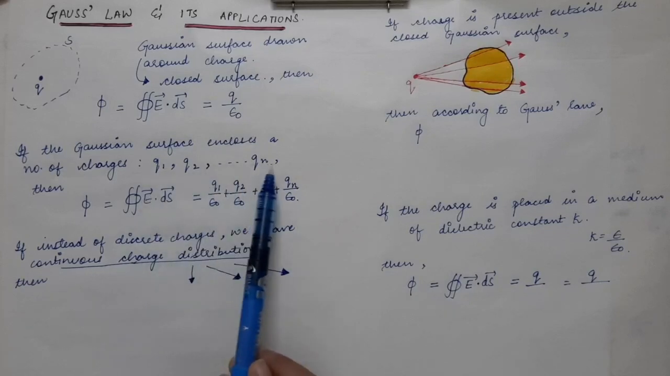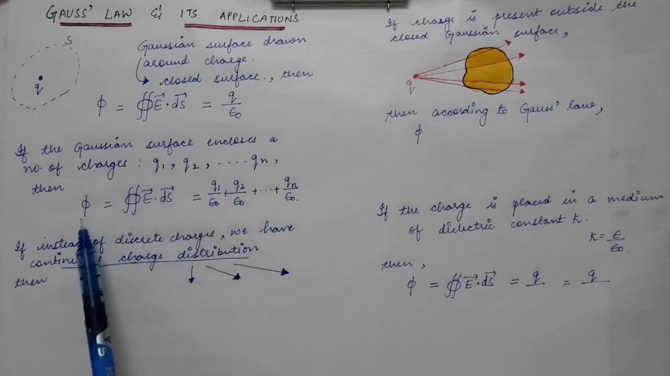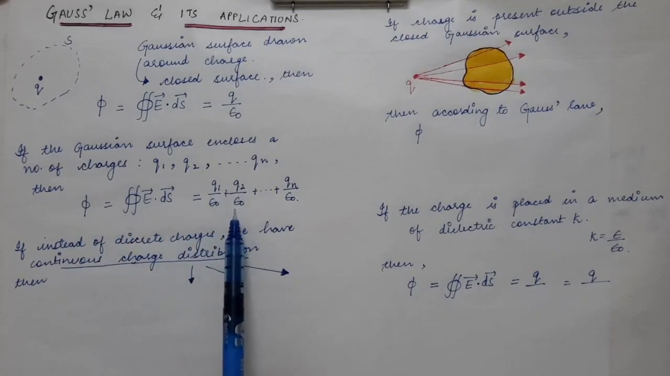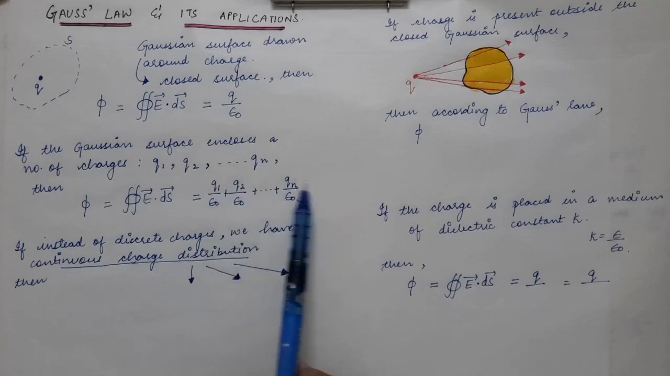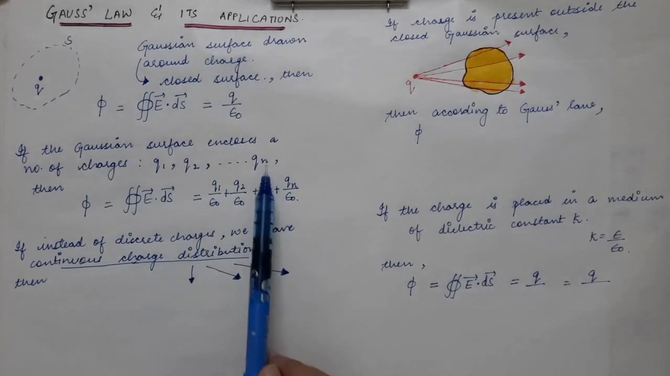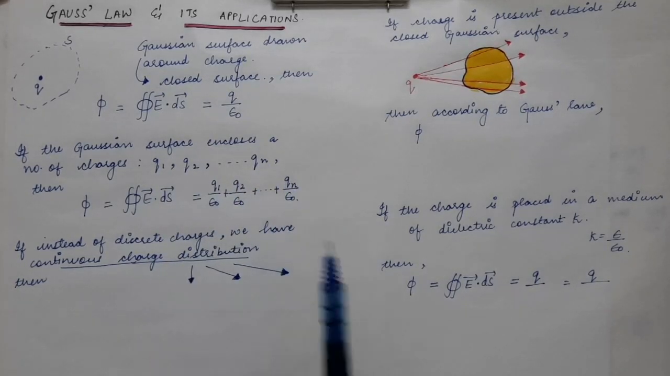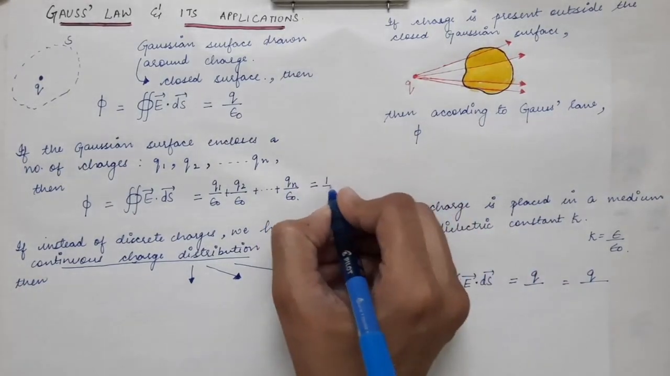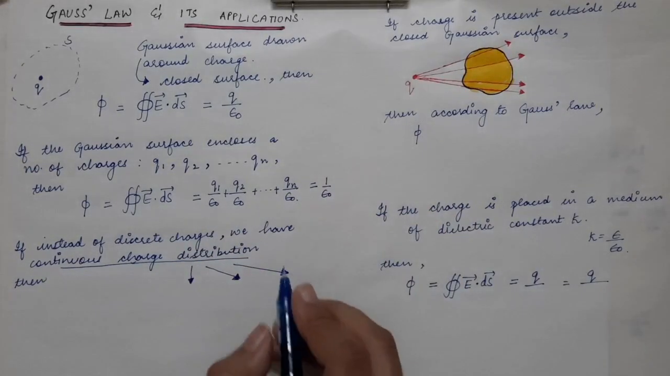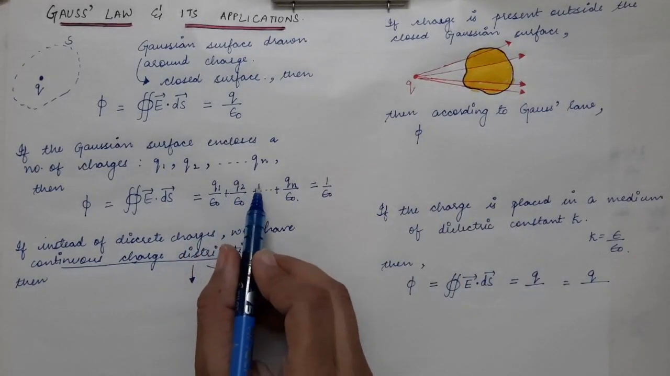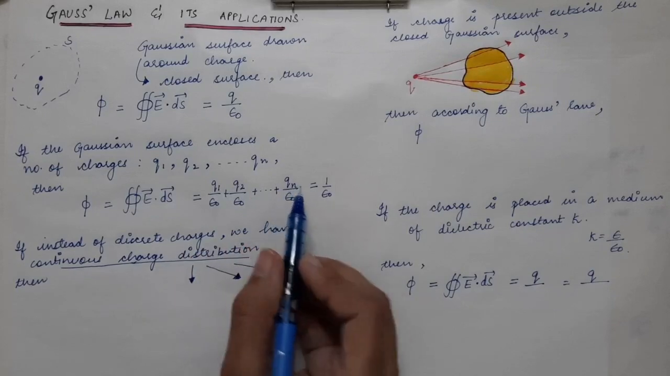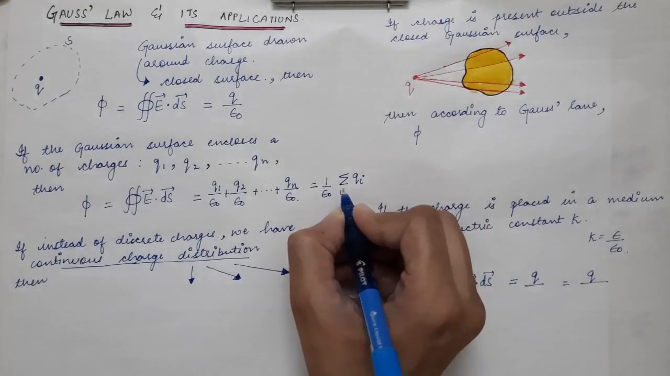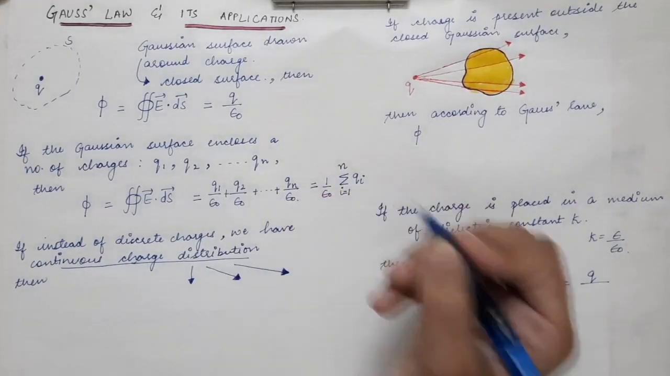So if we have more than one charge, the flux will be equal to q1 by epsilon naught plus q2 by epsilon naught and so on. If we have n charges, the last term will be qn by epsilon naught. This can be written in terms of summation. 1 by epsilon naught is common in all the terms, and q1 plus q2 plus q3 up to qn can be written as the summation over qi, where i goes from 1 to n.